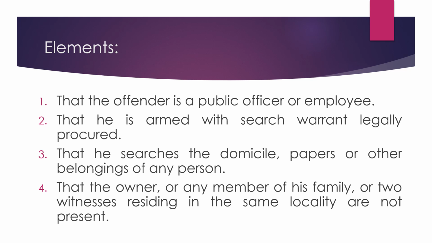Now, if we compare Articles 128, 129, and 130: in Article 128, there is no warrant. In Article 129, there is a warrant, but the warrant was maliciously obtained. And in Article 130, there is a valid warrant, but there was abuse in its implementation. Even if the search warrant is valid, there is violation of domicile in the following situations. Number one, the public officer exceeded his authority under the search warrant.